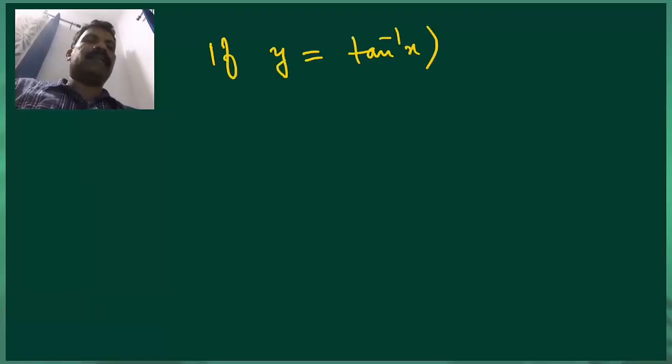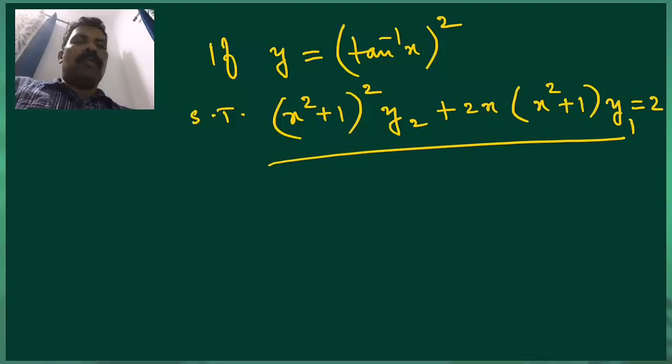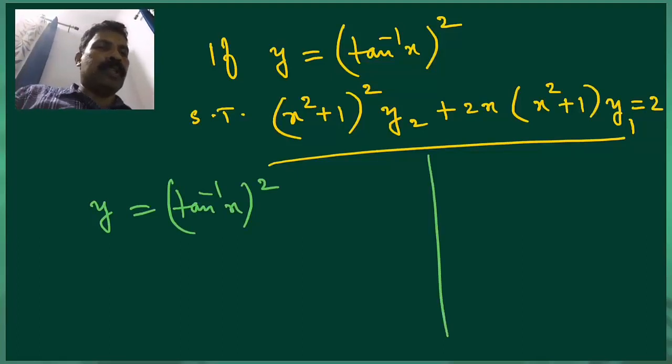Another question we can have like this. If y is equal to (tan inverse x) the whole square, then show that (x square plus 1) the whole square y2 plus 2x into (x square plus 1) y1 is equal to 2. This we have to prove. So given that y is equal to (tan inverse x) the whole square, you know how to proceed.